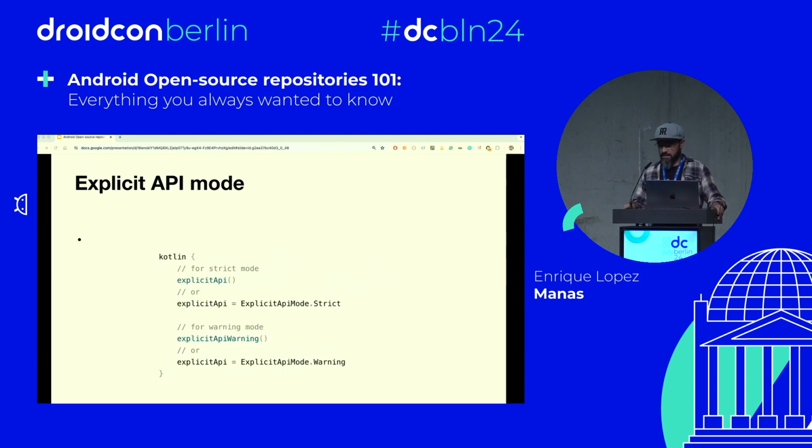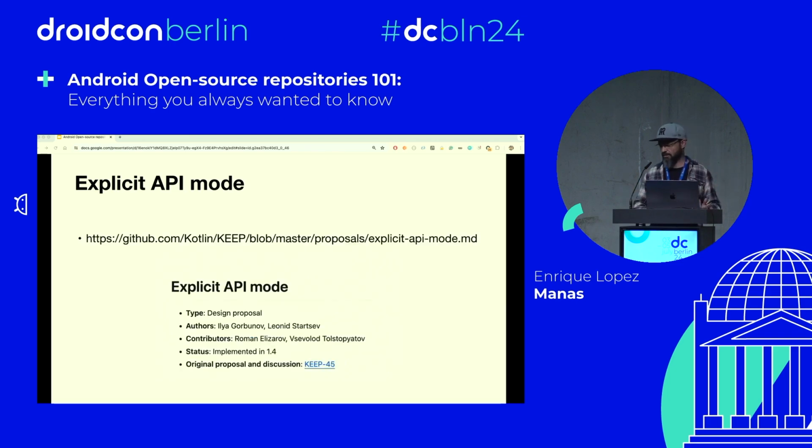Consider also the explicit API mode on Kotlin. This is a mode that was added in Kotlin 1.4 and basically forces you to be explicit with the visibility of your API. You need to define if something is going to be public or private. You cannot just leave it undefined, because it's going to throw either a warning or an error, depending on whether you're using the strict mode or the warning mode. But this is useful. Otherwise, as a library developer, all your code is going to be visible, and that's something you might not want.